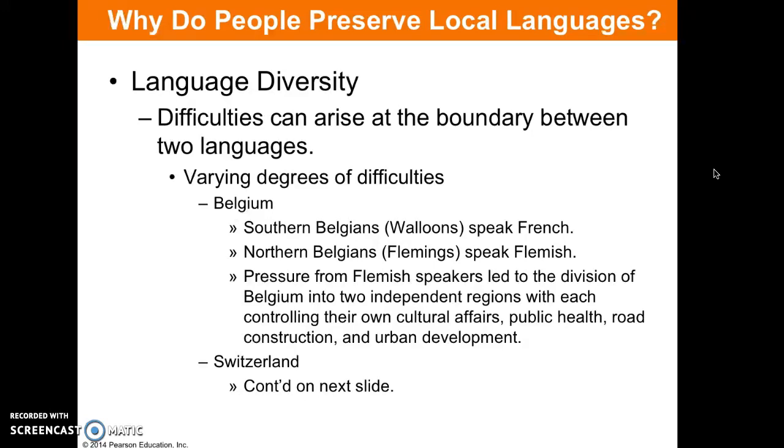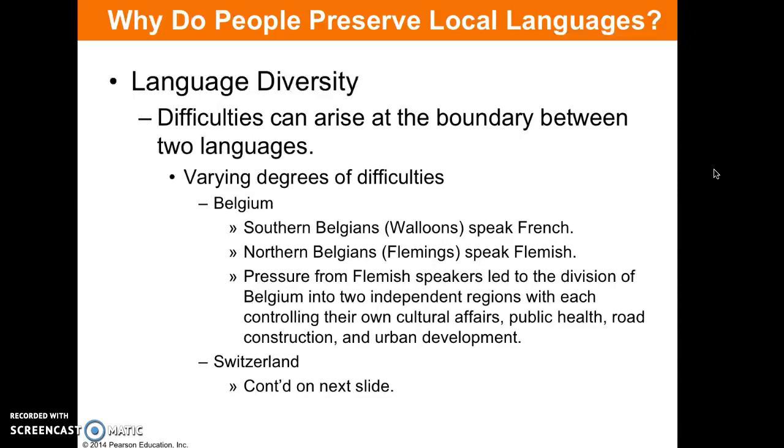the planet Earth, it means that there can be difficulties that arise at the boundary where two languages are spoken. And there are varying degrees of difficulties. This chapter will talk about a few of them, and this will come into play again when we start Unit 4, the political geography chapter, and we talk about different ethnic conflicts. But this is a good preview.